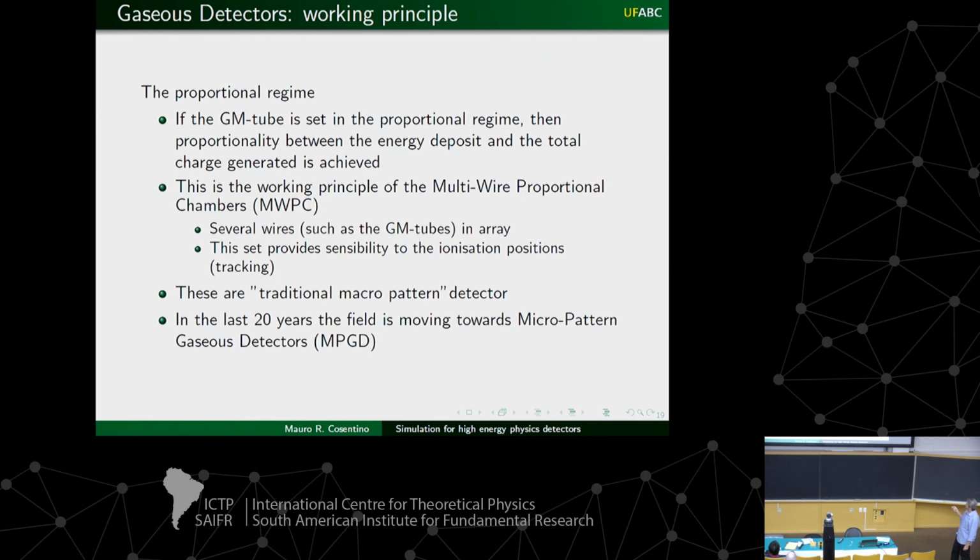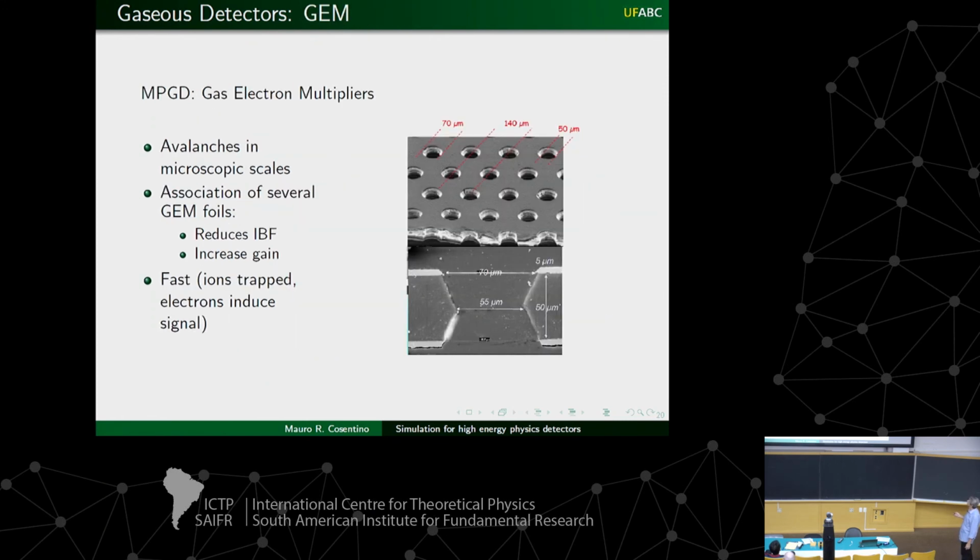These multi-wire proportional chambers are the traditional macro pattern detectors, and nowadays, or for the last 20 years, the field is moving towards micro pattern gaseous detectors. And there are several. I will not speak about all of them. I will talk only about the GEM, or gas electron multipliers, where the avalanches happen on a microscopic scale.